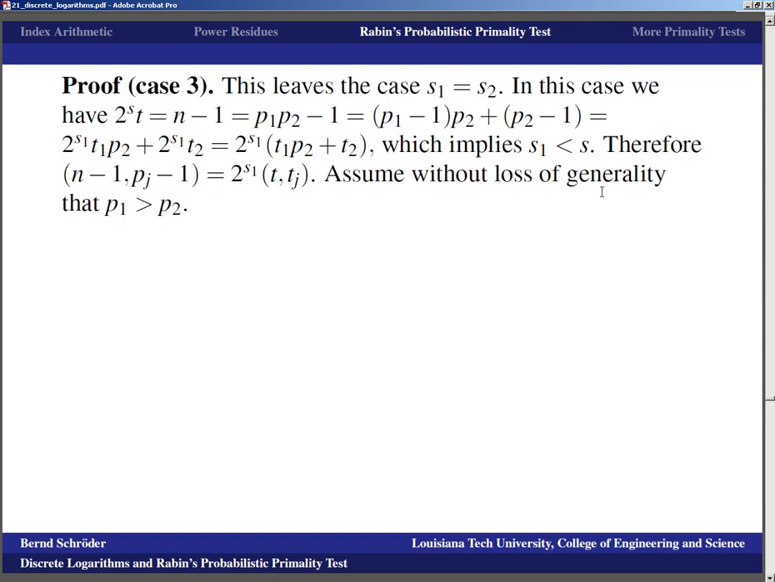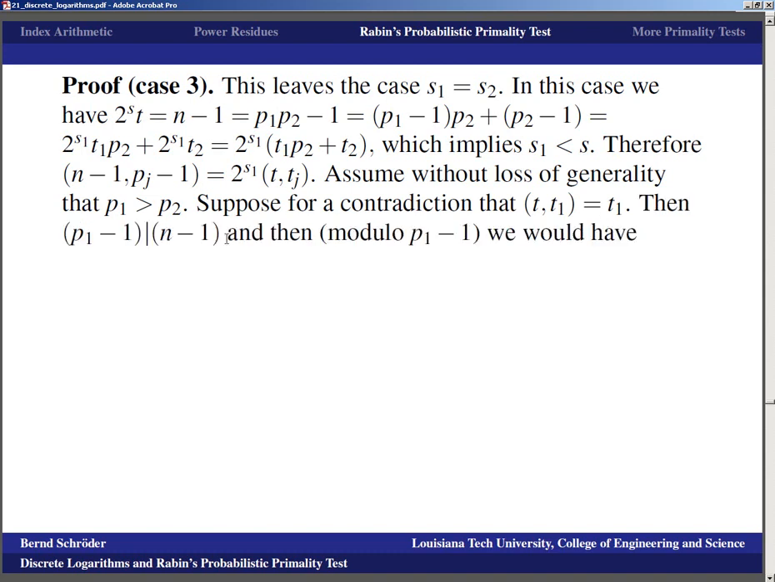Now we can assume without loss of generality that p1 is greater than p2. Okay, that's where we have to be careful. We did assume something about p1 and p2 because we did assume that s1 was less than or equal to s2, but now we're in the case that s1 is equal to s2. So that assumption is basically gone, and the relationship here only depends on how t1 and t2 relate to each other, and so we can assume without loss of generality that p1 is greater than p2. And let us now suppose for a contradiction that the greatest common divisor of t and t1, which we also need in some ways, is t1. Well then, p1 minus 1 divides n minus 1.